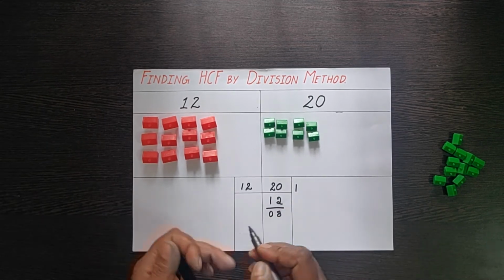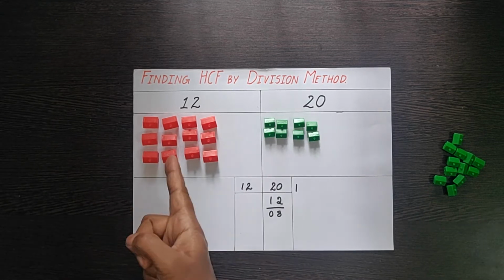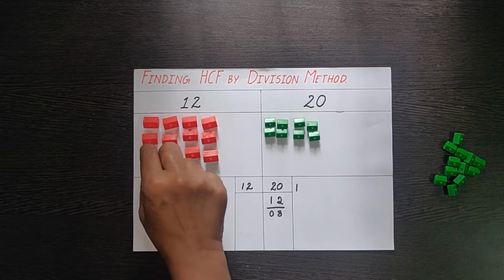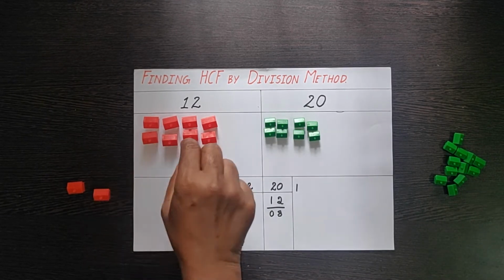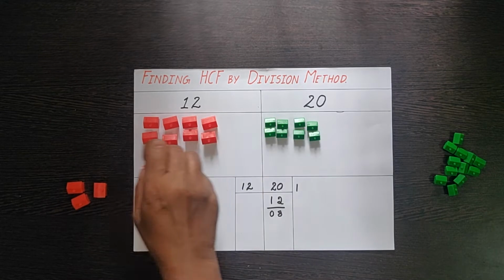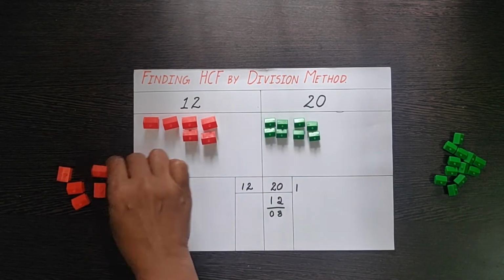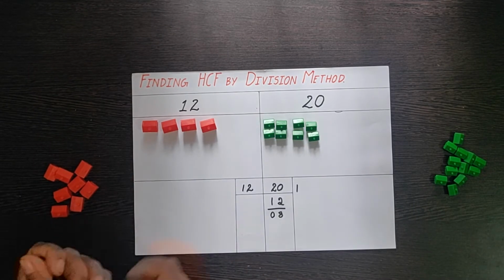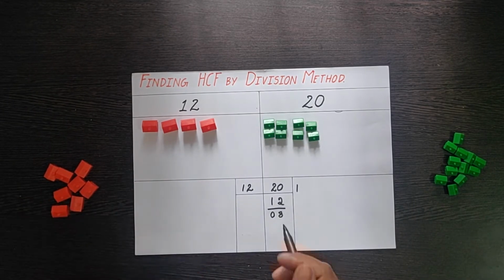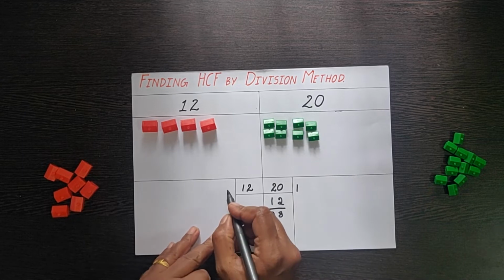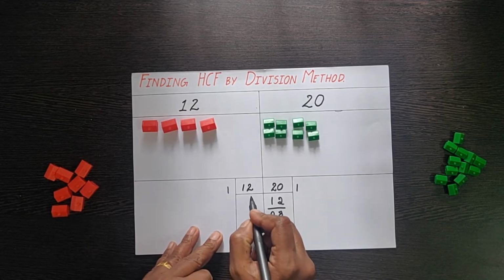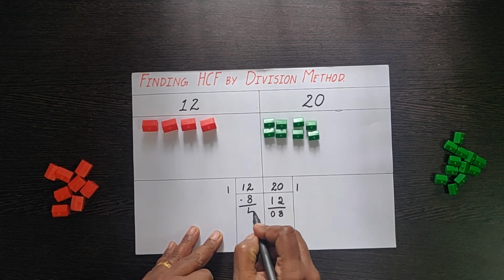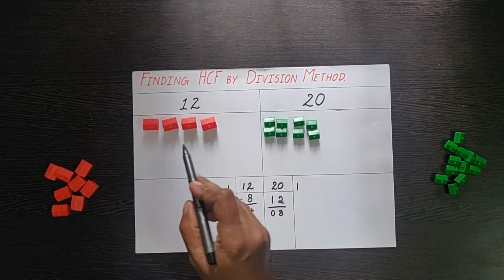So 8 is left over. Now here there are 12, here 8. Now remove 8 from here, children. 1, 2, 3, 4, 5, 6, 7, 8. So how many are left over? 4. So do this division. 8 ones are 8, this is the quotient. 12 minus 8, 4. See, here 8, here 4.